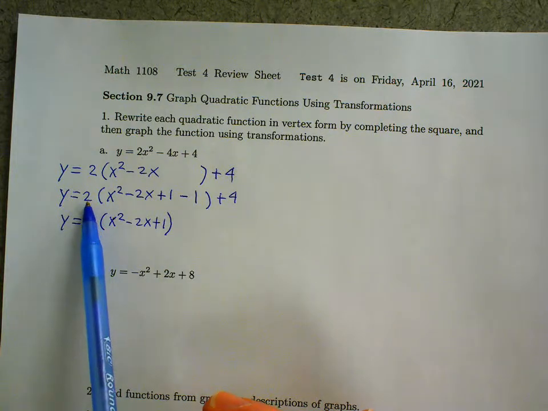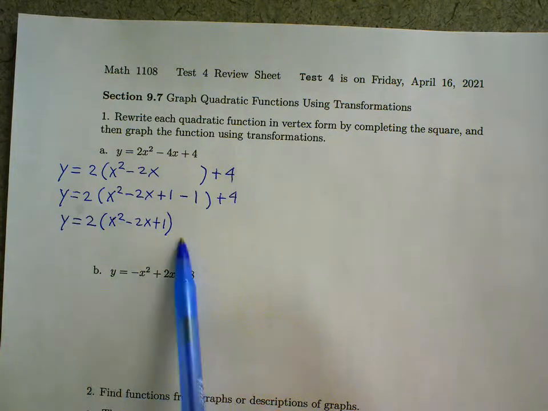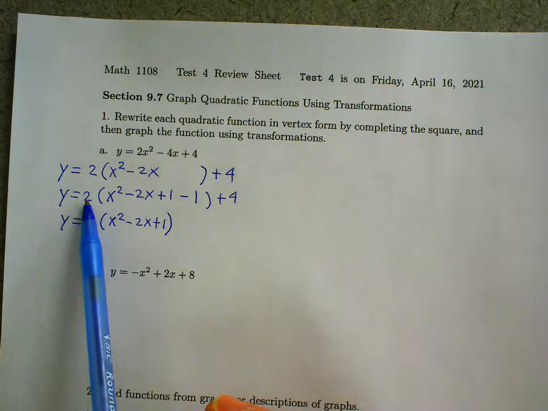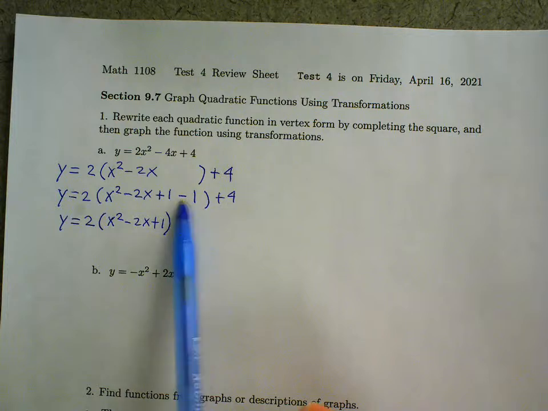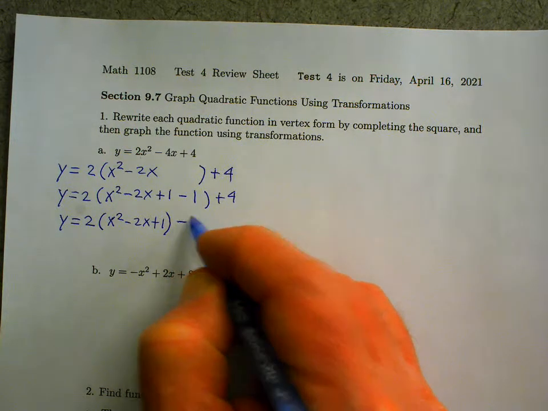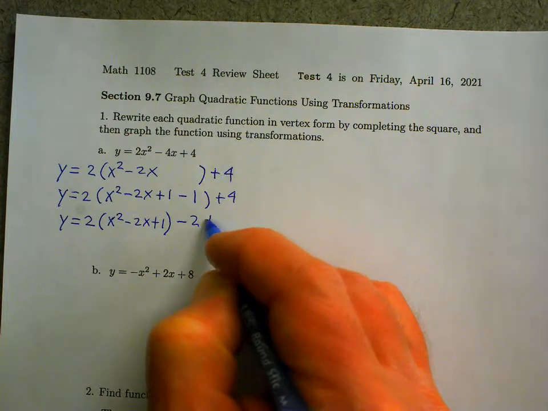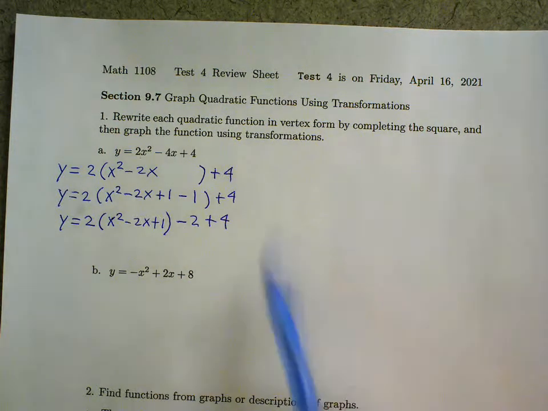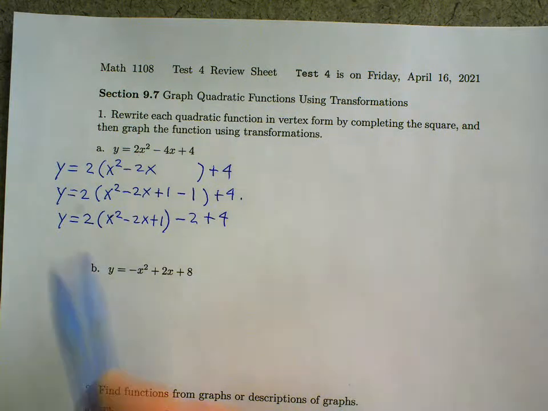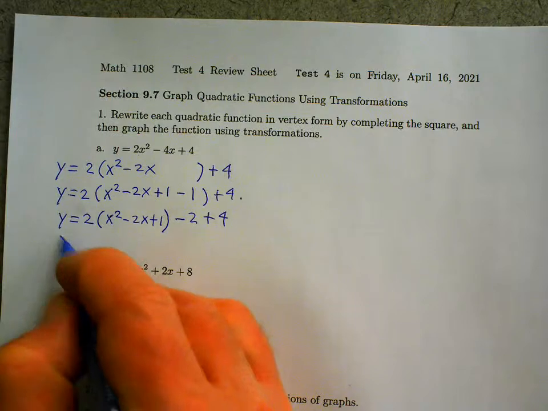And then we can refer to the second step to know what we need to do in the third step. We need to multiply 2 times -1, which is -2. So on the outside of the parentheses, we put -2 together with the +4 that's already on the outside. And then finally, the fourth step is the vertex form.